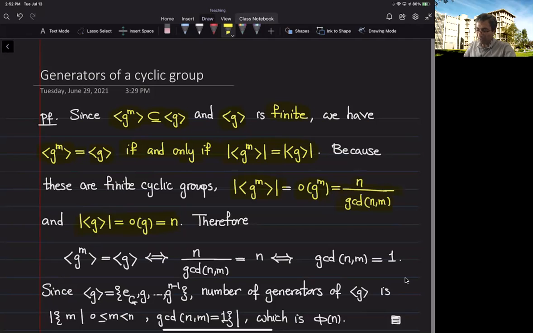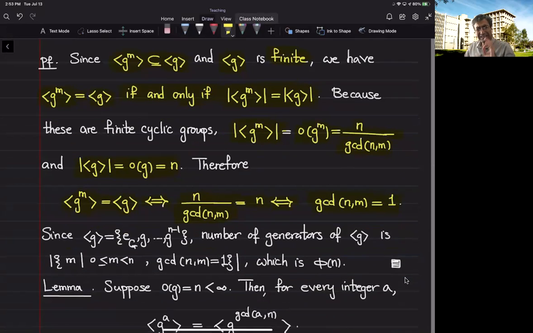Now, this equality holds if and only if they have the same cardinality. But the cardinality of this side is n over the GCD of n and m, and the cardinality of this side is n. So this equality holds if and only if we have this one. And I can cancel out n, and then I get that this holds precisely when m and n are co-prime. That completes the first part of the proof.